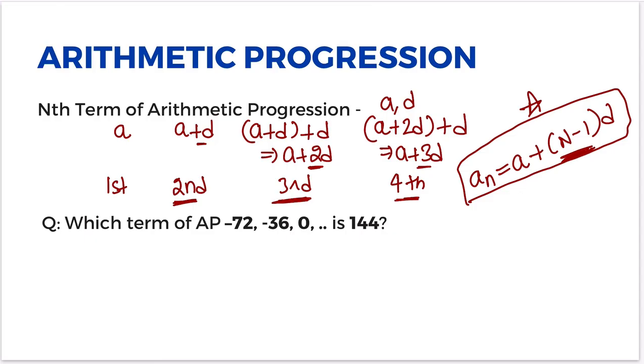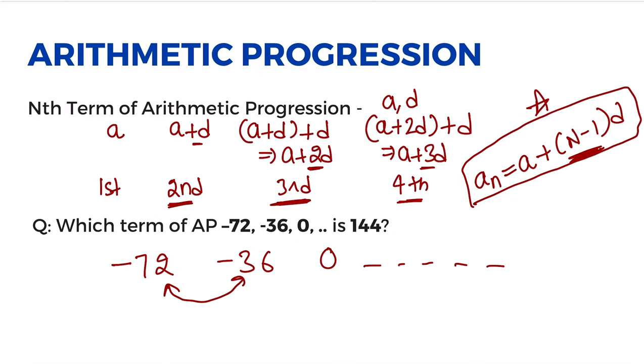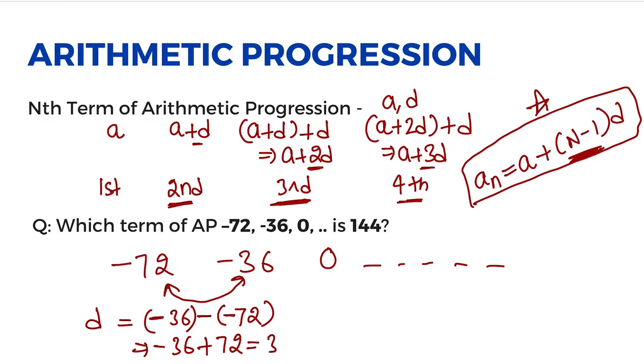Correct? Now, this is another question given to you: minus 72, minus 36, 0 and so on. First thing, is it an arithmetic progression series? How will you check it? You see the difference between any two numbers. So how do you find the difference? Take the second number, minus 36, and subtract the first number from it, minus 72. So the difference is the second number minus the first number, that is minus 36 minus of minus 72. This will be minus 36 plus 72, so that is 36.